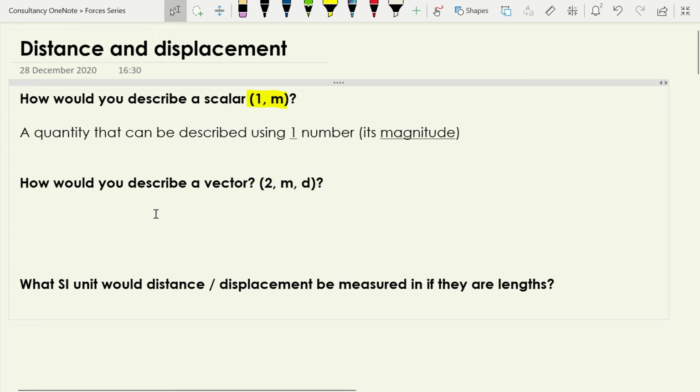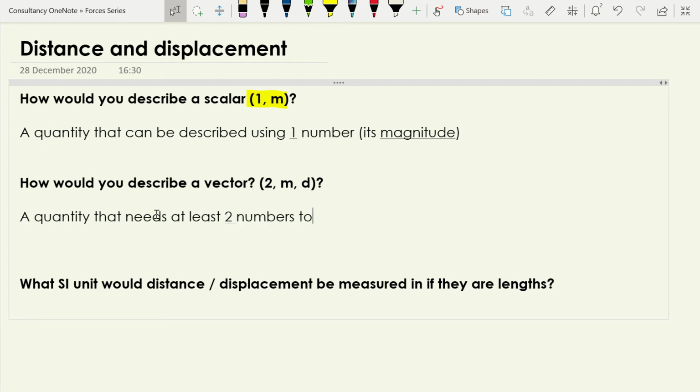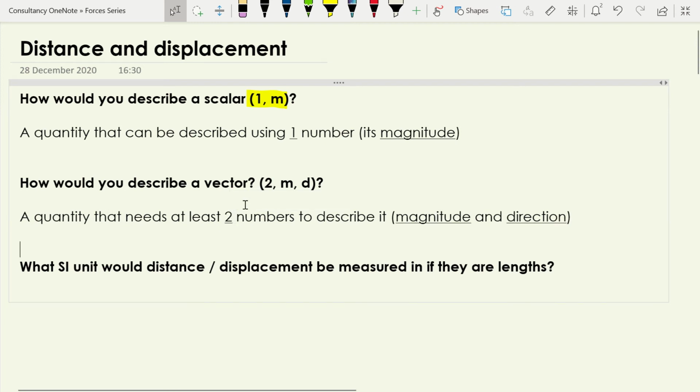So how would you describe a vector? It's a quantity that needs at least 2 numbers to describe it: magnitude and direction. So you can see that's where we're getting these numbers and letters from in the brackets there. Vectors can have 3 terms to describe them if we're doing x, y, and z coordinates or something like that, but we can do it with 2 as a minimum.